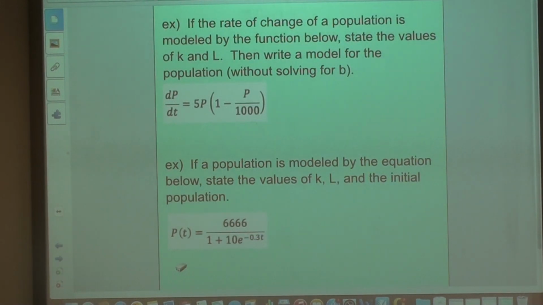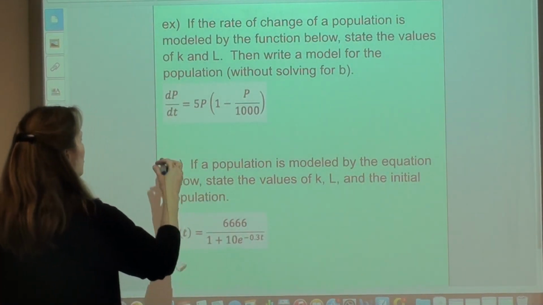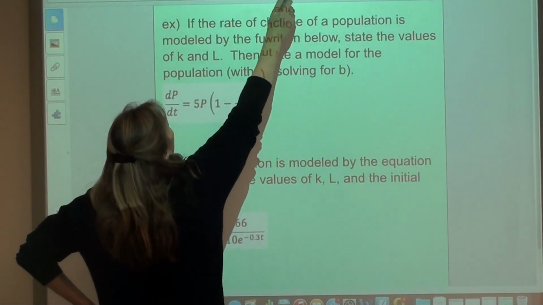K is 5. All right. Carrie, what did you get for K? 5. Does everyone agree K is 5?